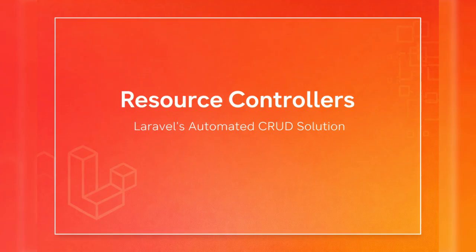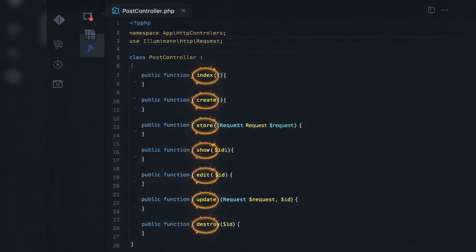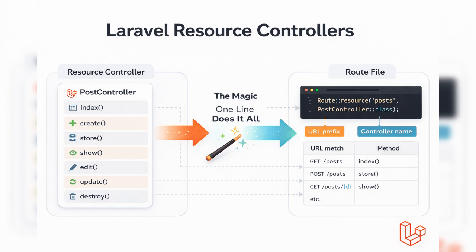Well, there is. Resource controllers are Laravel's solution to this. They automatically set up all 7 standard CRUD operations with predefined method names and routing conventions. Think of them as a blueprint that Laravel already knows how to work with. These 7 methods are index for listing resources, create for showing the creation form, store for saving new resources, show for displaying a single resource, edit for showing the edit form, update for updating resources, and destroy for deleting them. Laravel handles all the naming and routing automatically. So why waste time when you can have someone take the heavy load off your shoulders?